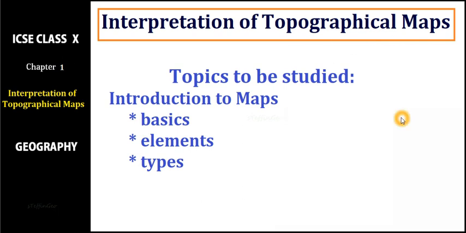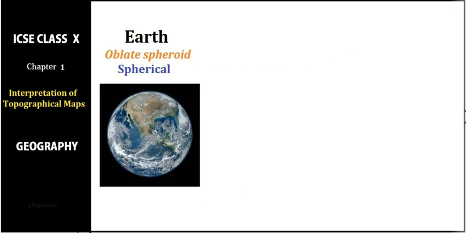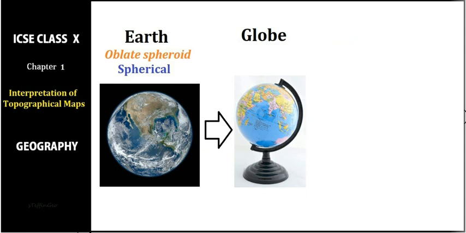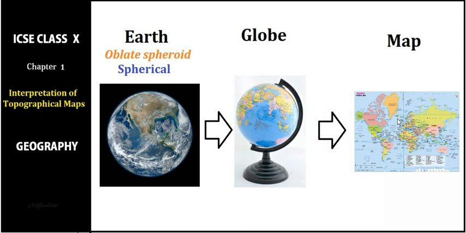Let's begin. Now, as all of you know, the shape of the Earth is spherical and can be best represented by means of a globe. So that's the best method to represent the Earth, whereas it is not good enough for studying about the Earth. It's difficult to carry. It cannot give much information. Right? There are a lot of limitations of a globe. Thus, we go for a map.